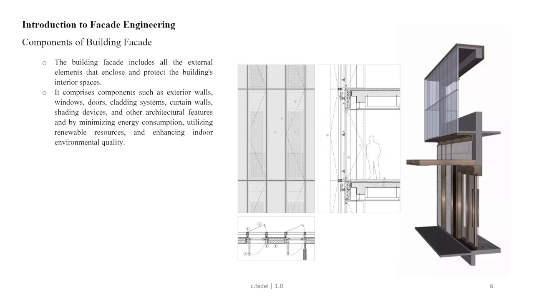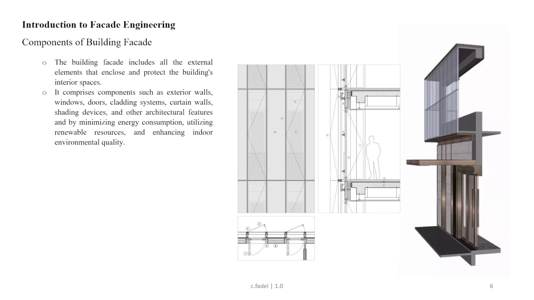The next thing is about the components of the building facade. The building facade includes all the external elements that enclose and protect the building's interior spaces. It provides an enclosure, a protection, and aesthetic character to the structures. So it comprises components such as exterior walls, windows, doors, cladding systems, curtain walls, shading devices, and other architectural features, and by minimizing energy consumption, utilizing renewable resources, and enhance indoor environmental quality.